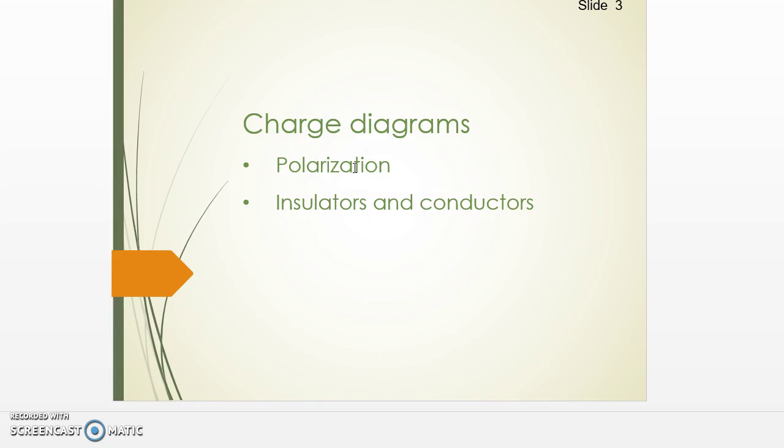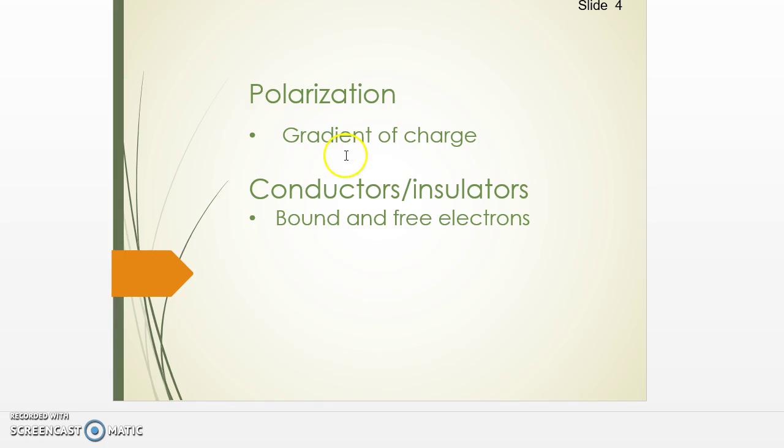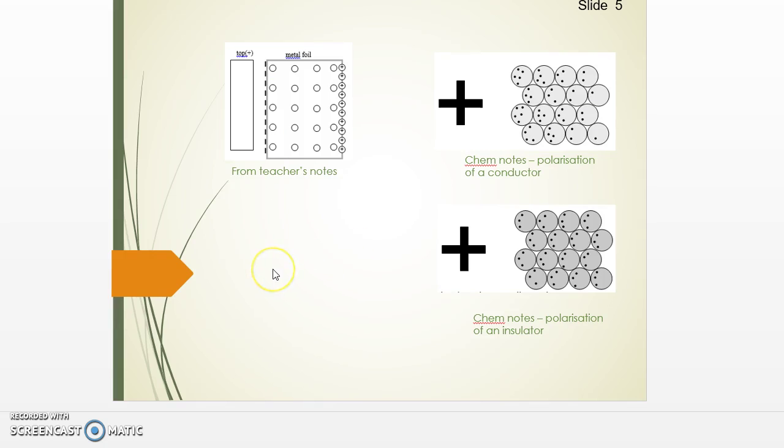So I thought what I'd do is have a closer look at some of the diagrams that we've seen and just weigh up the strengths and weaknesses of these diagrams. The main issue with polarization that was mentioned last week was the failure of a lot of diagrams to show gradient of charge. And the main issue with conductors and insulators is a clear representation of bound and free electrons in the different types of materials. So let's have a look at some of the diagrams.